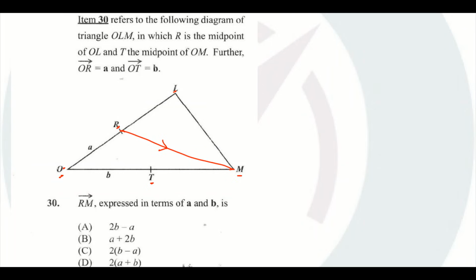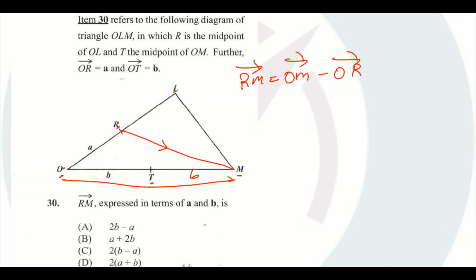So we know that RM is equal to the vector OM minus OR. So just look at it. What's the vector OM? Now, if here is B and T is the midpoint and here is also B, that means that OM is going to be 2B. And we know that OR is A. So we can say RM is 2B minus A, because OR is A and OM is 2B. So automatically the answer is formed because there are no like terms, so our answer is going to be A.